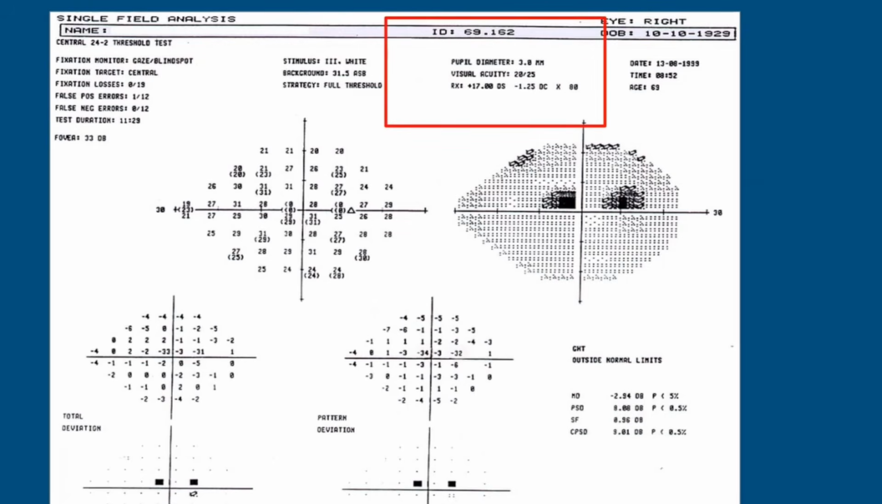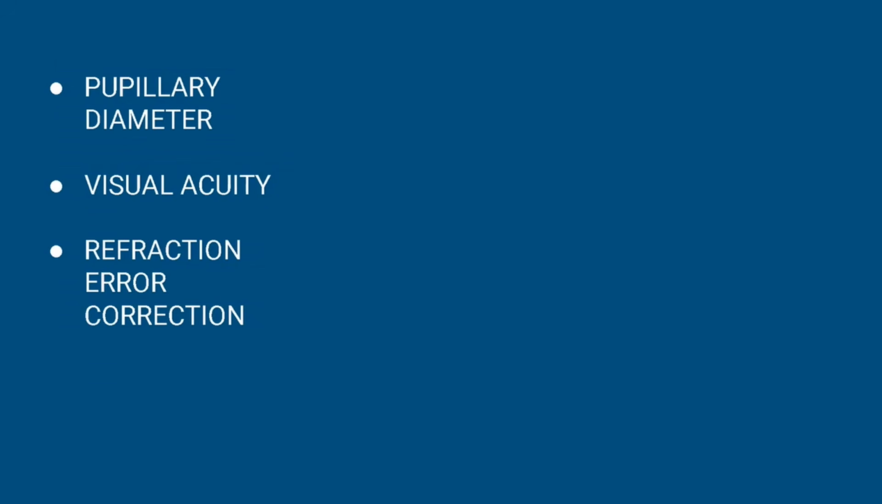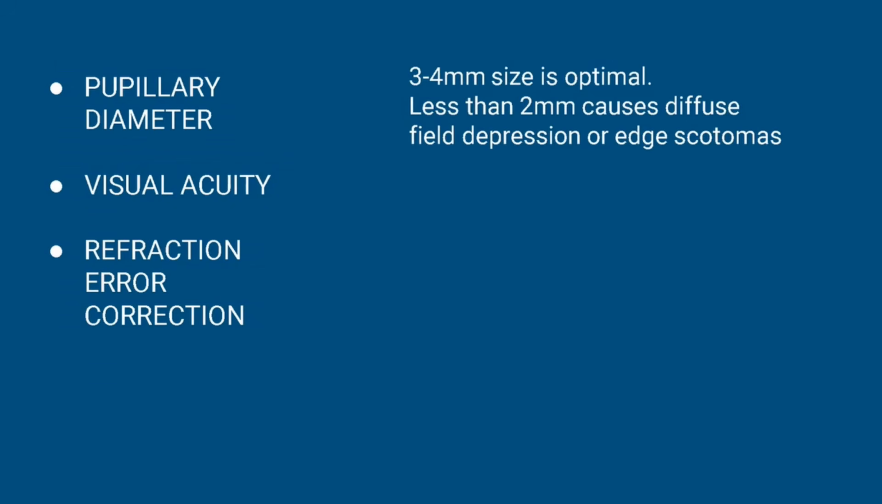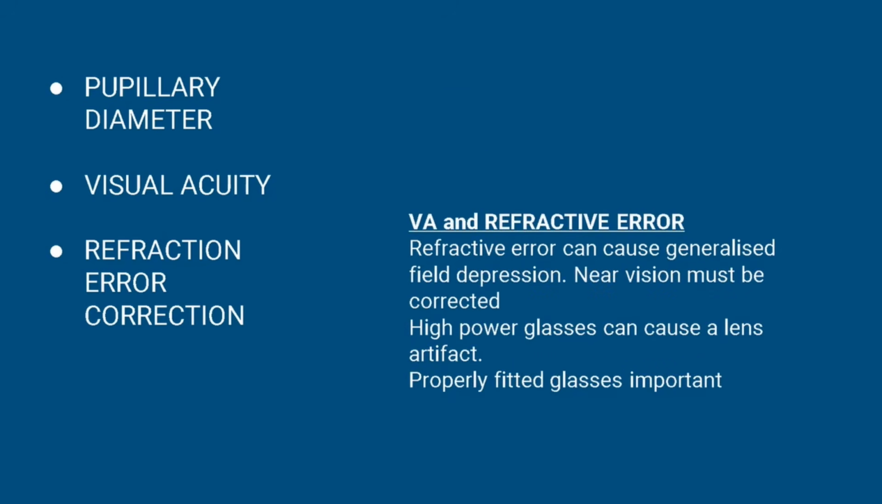Patient data continued. We should also see the pupillary diameter. 3 to 4 mm size of pupil is optimal. If the pupillary size is less than 2 mm, it can cause diffuse field depression and cause edge scotomas. Visual acuity and refractive error correction is of utmost importance. Refractive error can cause generalized field depression; high-power glasses, and even improperly fitted glasses can give us this.